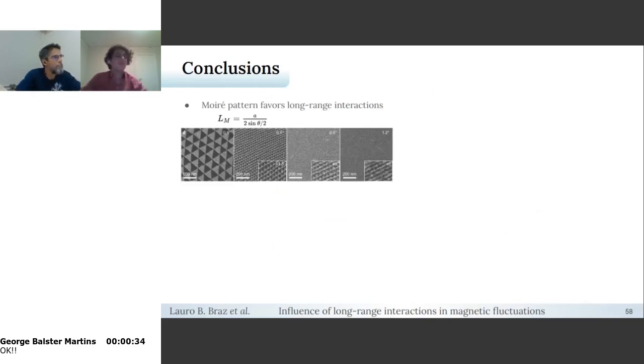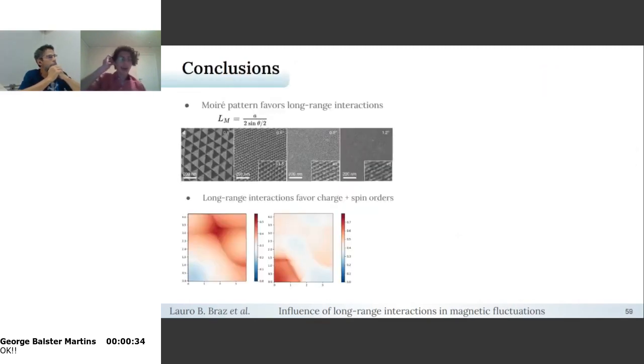Well, now I'd like to summarize everything I've shown to you. So I tried to argue that the Moiré patterns, because of this high increase in the real space lattice parameter, can actually favor long-range interactions because it is causing a decrease on the momentum space lattice parameter. And also, I have shown to you that these long-range interactions can then favor charge order, which was not clear when these other interaction terms were off for other kind of system.